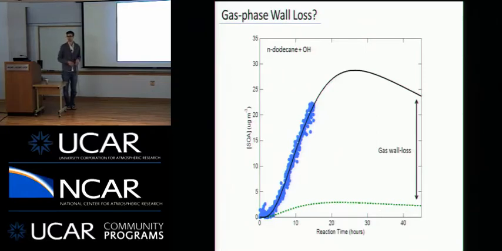Now, I will say I've tried to do this for a whole bunch of different systems now, different precursors, different NOx levels, things like that. Not every one is as dramatic as this. I like to show dramatic examples. But gas phase wall loss cannot be ignored, right?